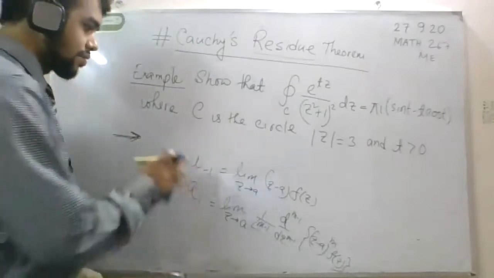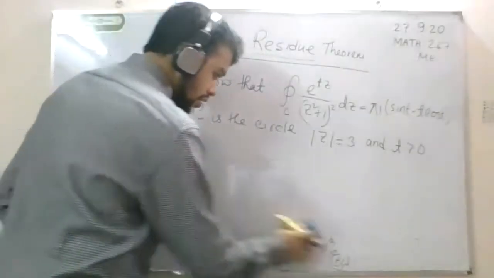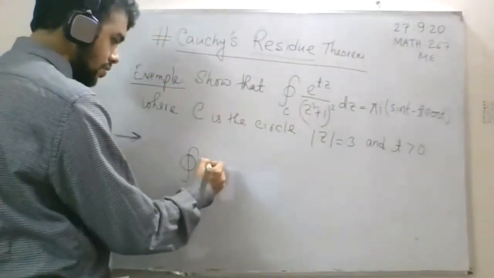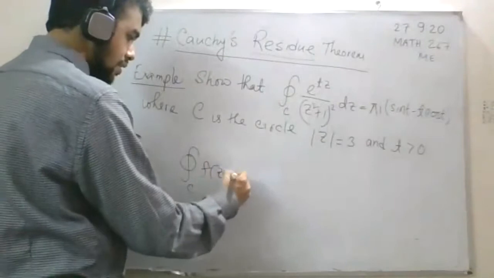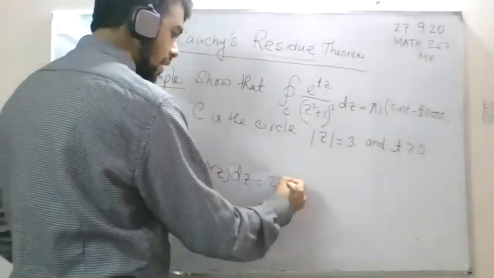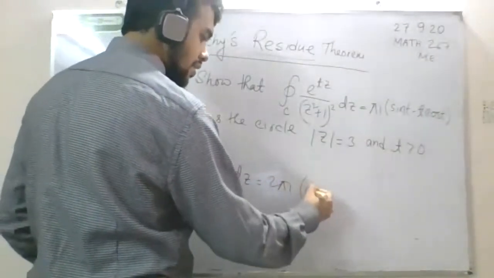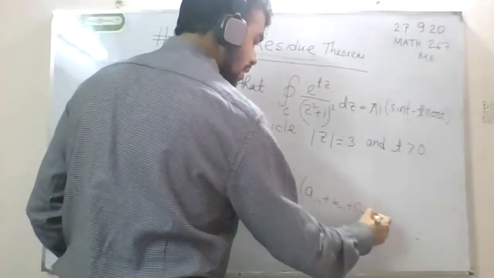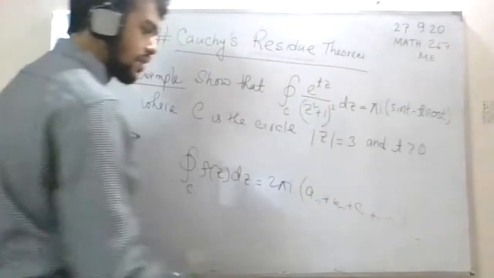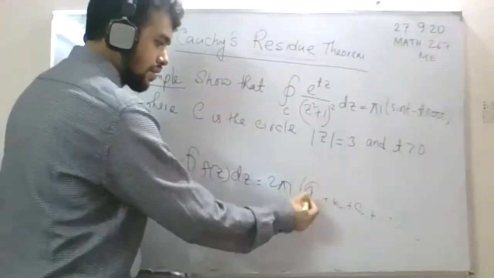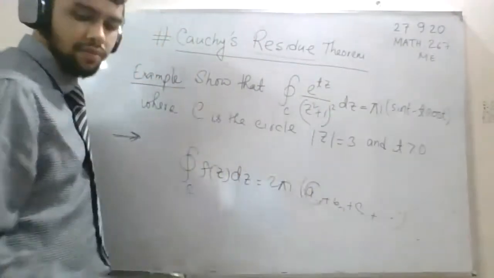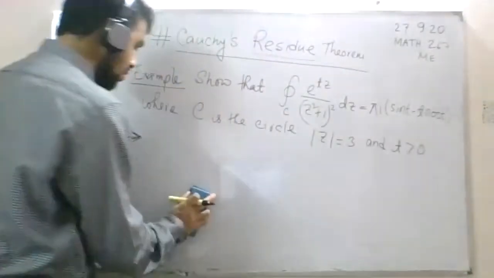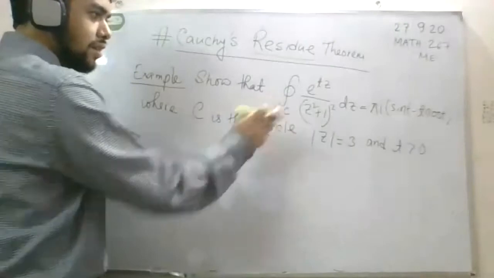Okay, so what is our Cauchy residues formula? Our Cauchy residues formula is this: the integral of f(z) dz equals 2 pi i times the sum of the residues, for the different points. So you have to find out the residues of this problem at first. So to find out the residues, what do we have to do from here?